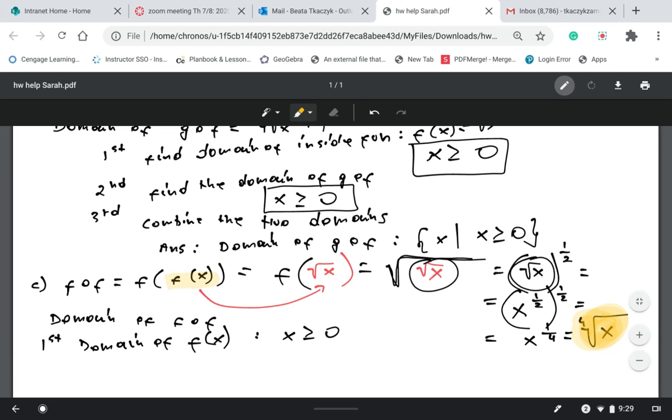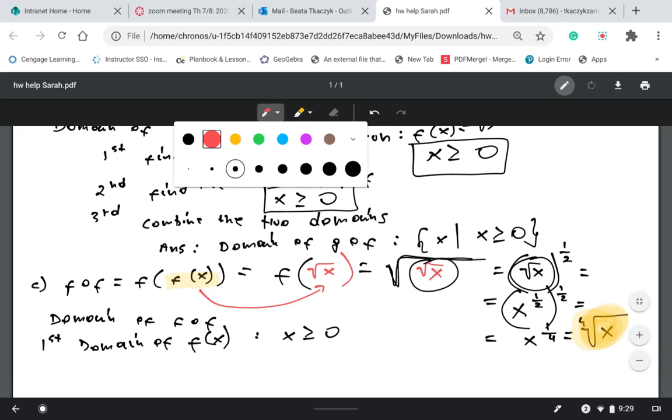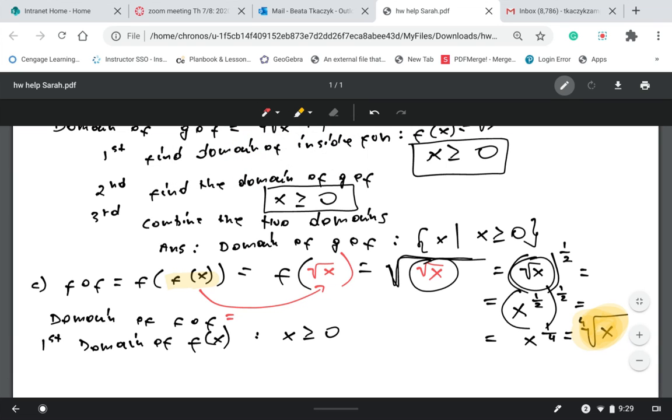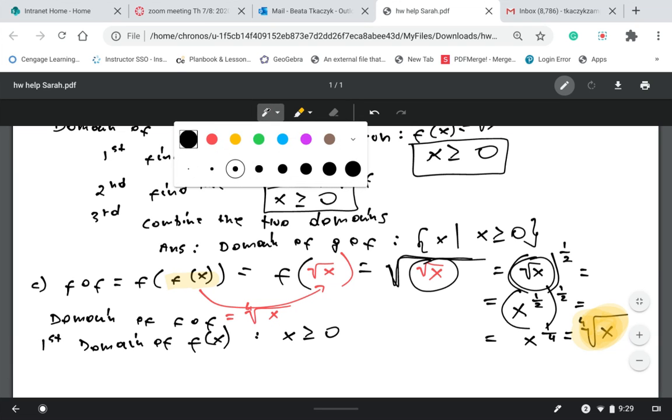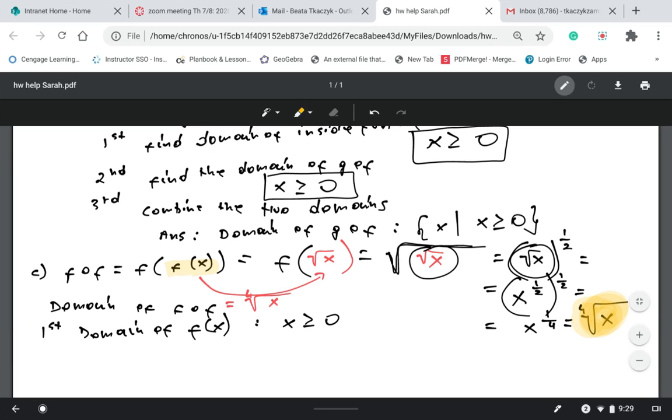that f composed with f. Okay, so f composed with f, we just put it that way, is the radical of index 4 of x. So that radical behaves like square root of x. Okay, so first, we're going to find the domain of the inside function, which is f of x, which is x greater than or equal to 0.